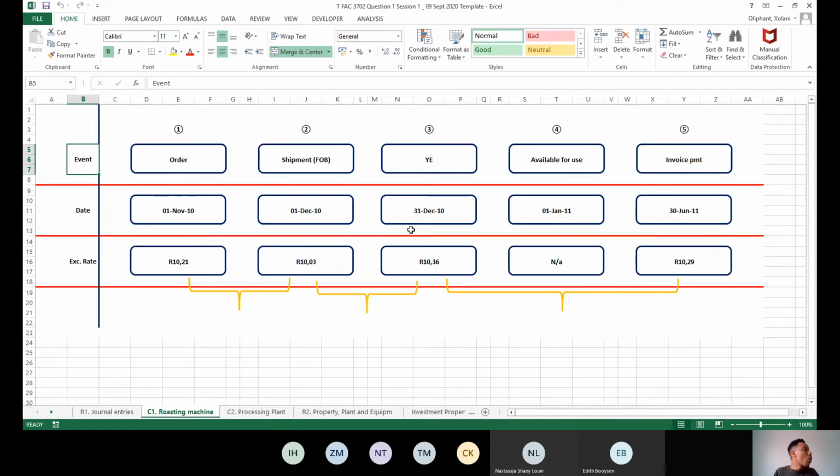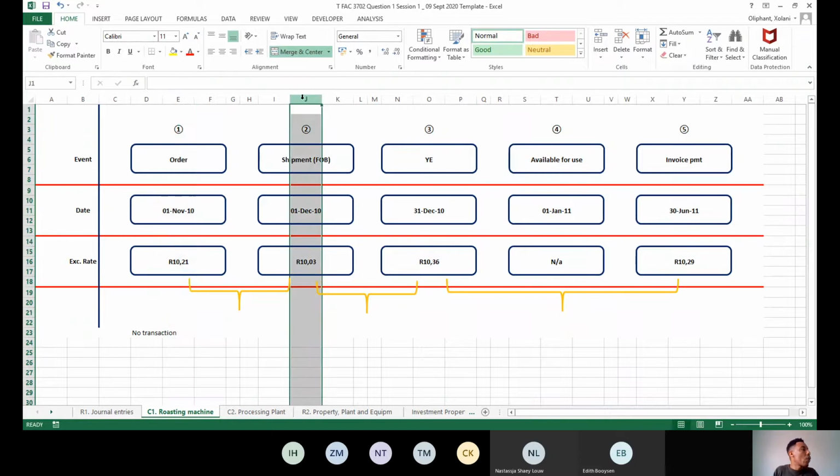We know we placed an order on the 1st of December, sorry, 1st of November, and at that point in time the exchange rate was 10.21 cents. At that date there was only an order placed, so there was no commitment. So there is no transaction, and there is nothing that you're going to record during this period.